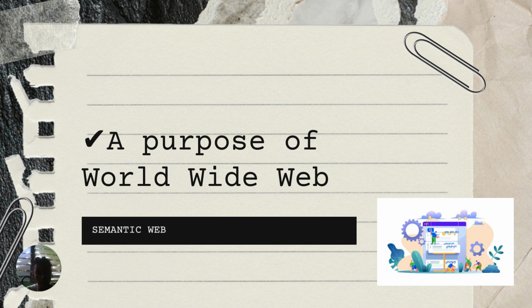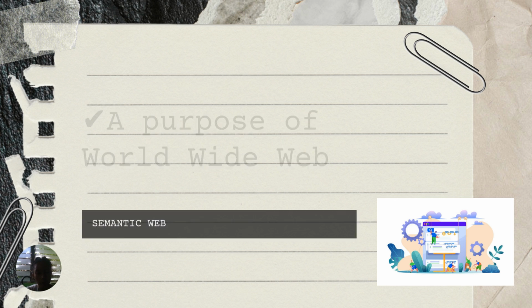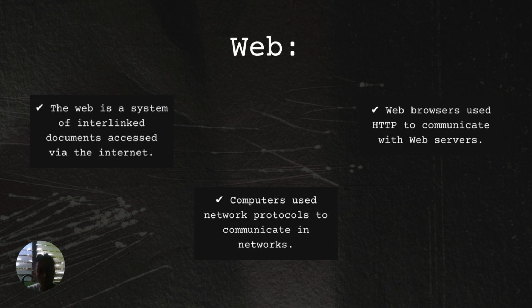So, the semantic web is a proposed extension of the World Wide Web. The web is a system of interlinked documents accessed via the internet. Computers use network protocols to communicate in networks. Web browsers use HTTP to communicate with web servers.